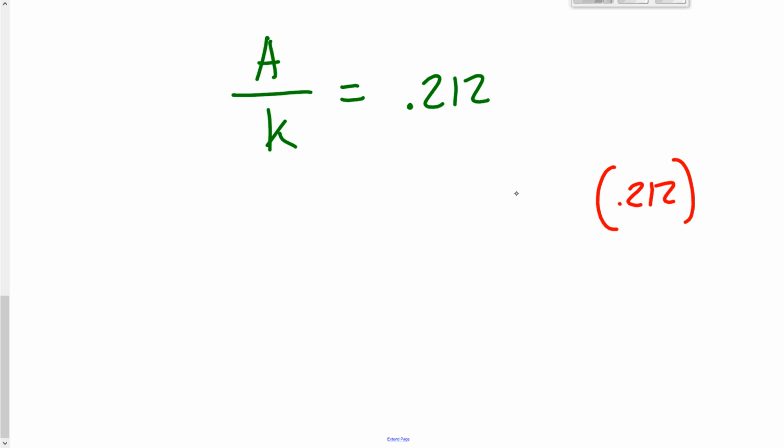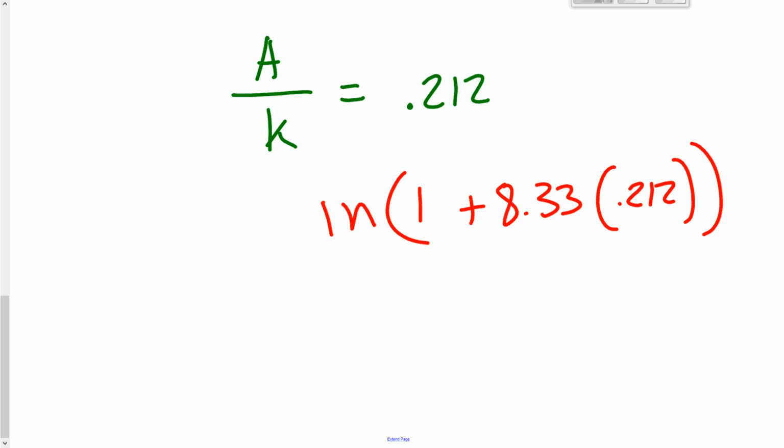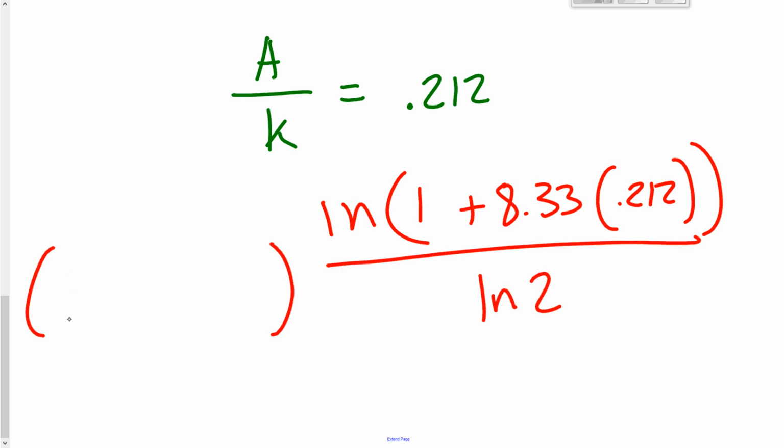And then we're going to multiply that by 8.33, and then we're going to add 1 to that. Then we're going to take the ln of that. Then we're going to divide that by ln of 2, and then multiply that answer by 1.26 times 10 to the 9th, and that will give us our age T, right?